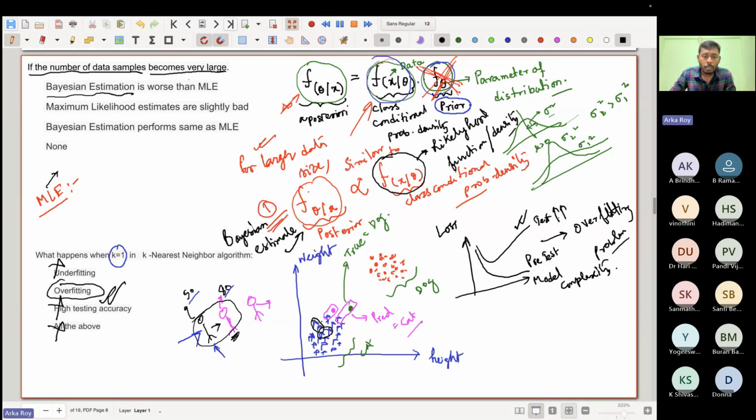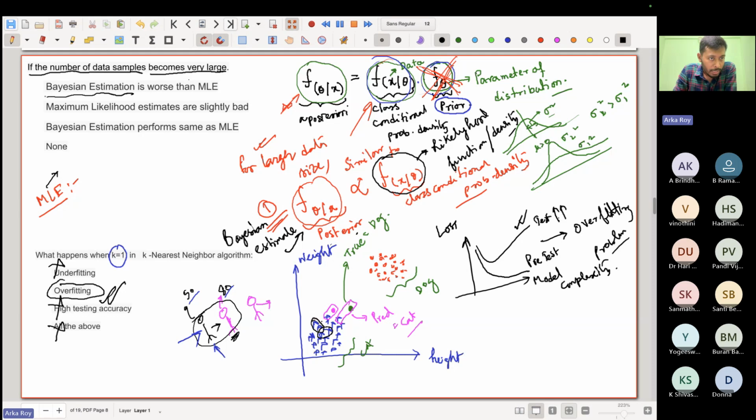So that means this side is called Bayesian estimate. It can also be called the posterior probability density. This side can be called class conditional probability. Also, it can be called likelihood function or density. Now try to match the options.